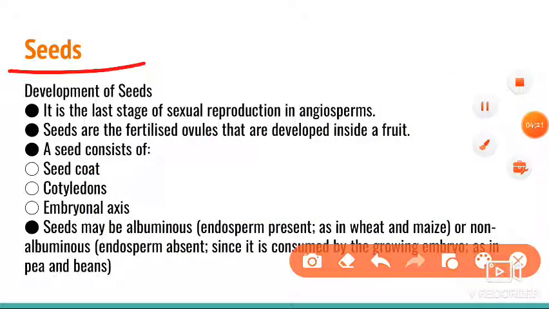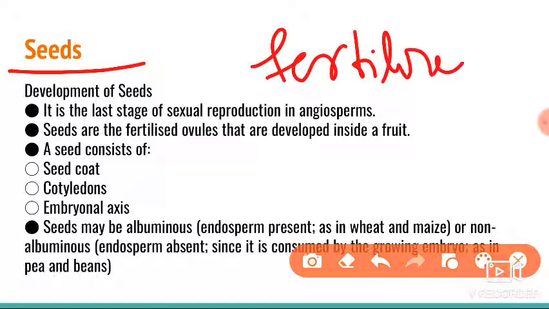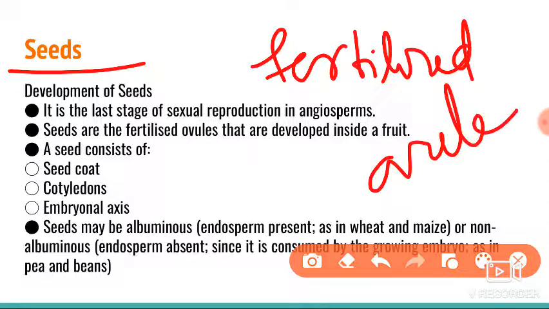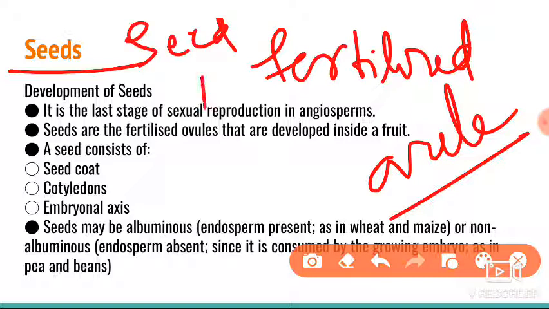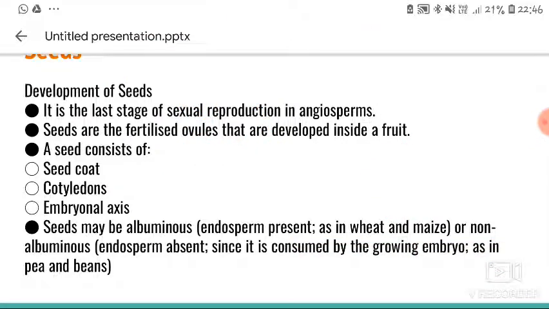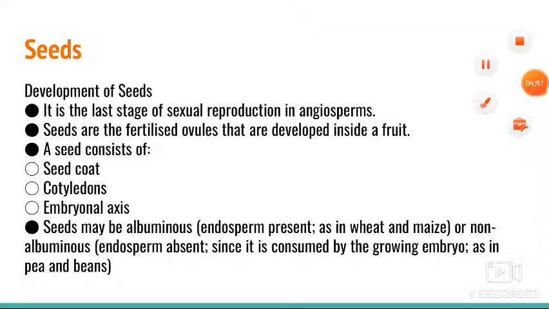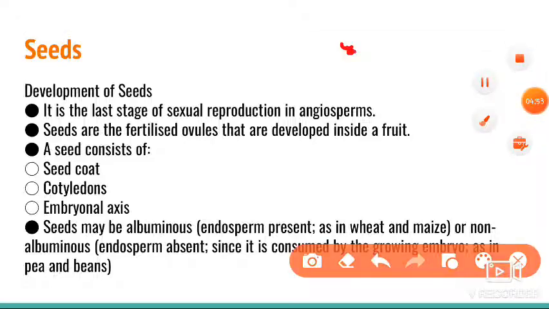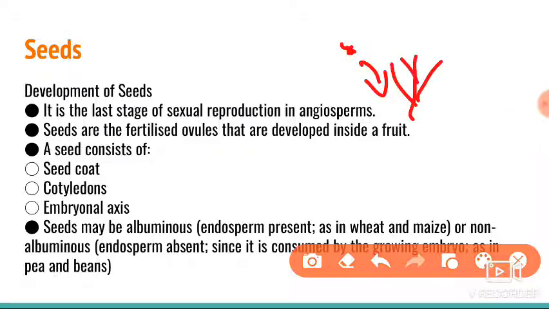Here, the seed. We also call it a fertilized ovule. Here the seed to seed method occurs. What is meant by seed to seed? Here I am going to collect one seed and plant it, and it is going to germinate, and there is the development of a plant.